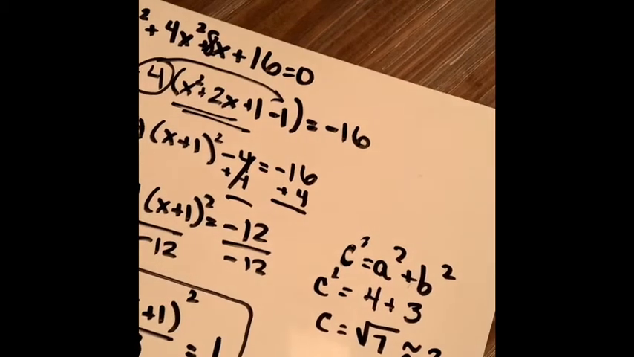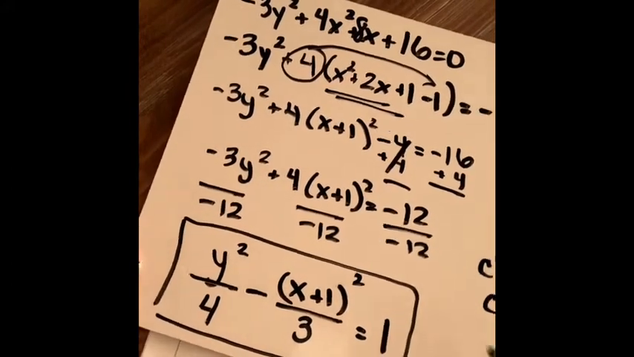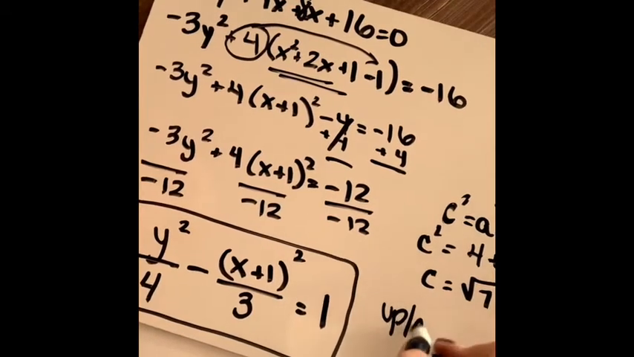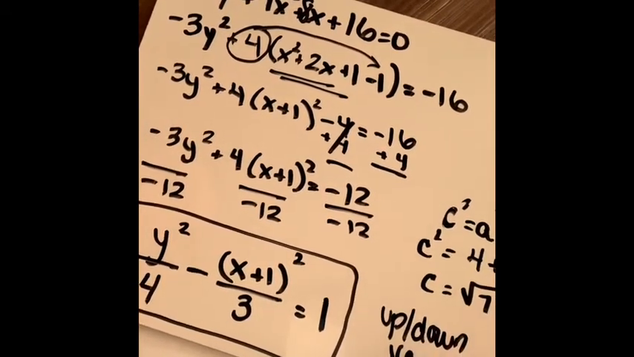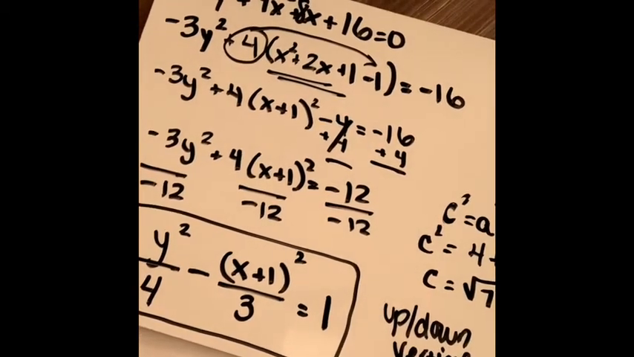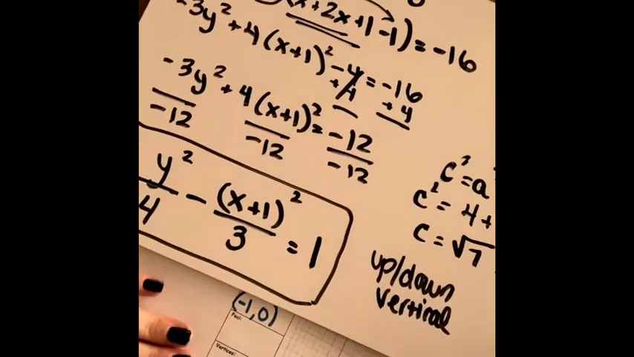We also need to know what the direction of opening is here. So notice that the y comes first. Well, if the y comes first, that means it's opening up and down because it's a vertical transverse axis. All right, so let's go ahead and get to the graph. So the first thing is plot your center. The center's at negative 1, comma 0.